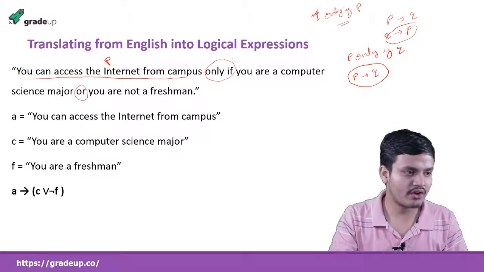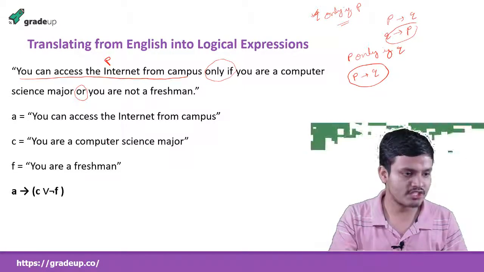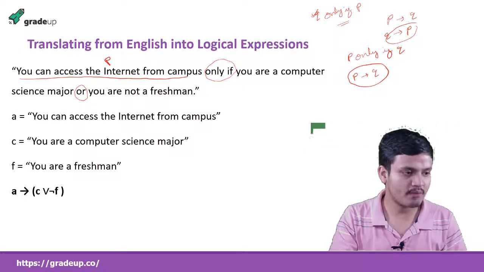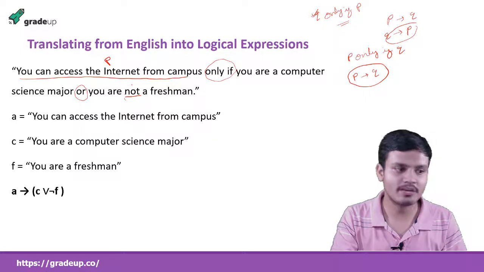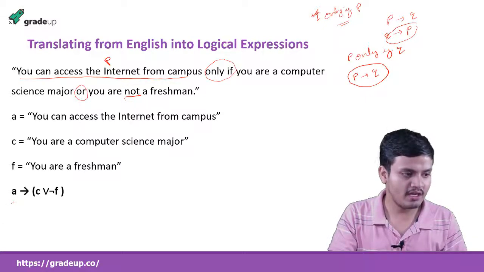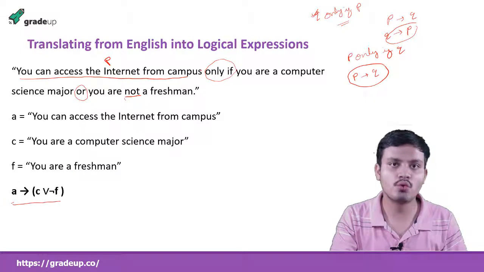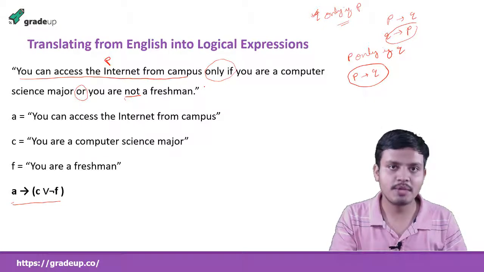So first, we represent the statement you can access the internet from campus by A, you are a computer science major by C, and you are a freshman by F, and what we are given here is you are not a freshman. So how to convert that statement into a mathematical statement? It will be A implies C or not F. Not F means you are not a freshman. So the only important part in this was "only if". Once you remember all the forms of P implies Q, you will not have any problem in this question.